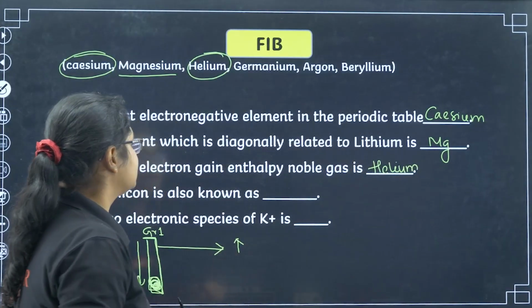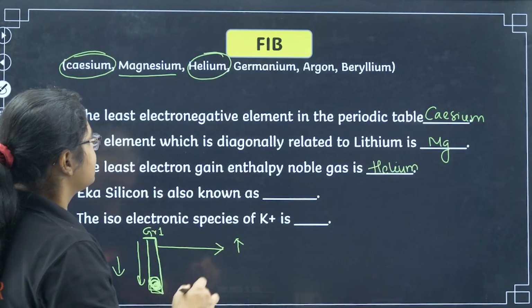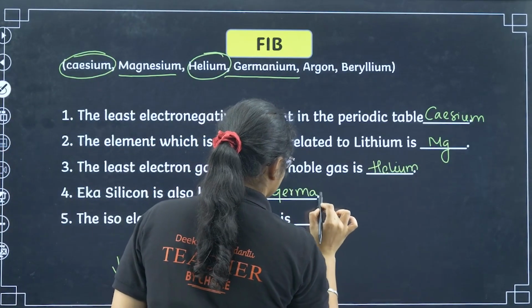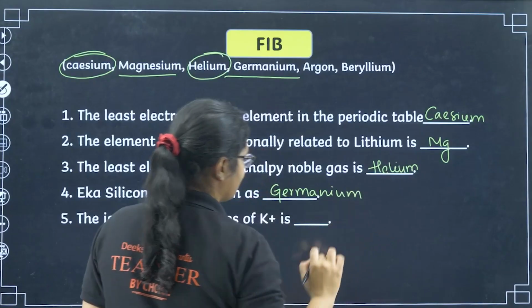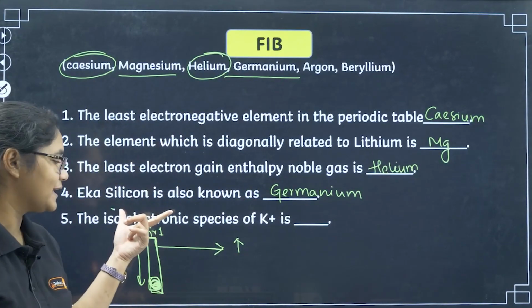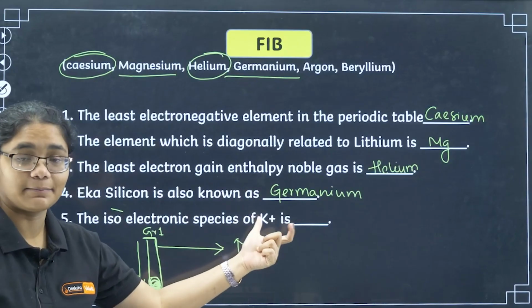Coming to the next, eka-silicon is also known as germanium. No doubt here, germanium. This name was given by Mendeleev, right? Mendeleev gave this name. He left a place vacant. He told us about eka-silicon, and today it is known as germanium.